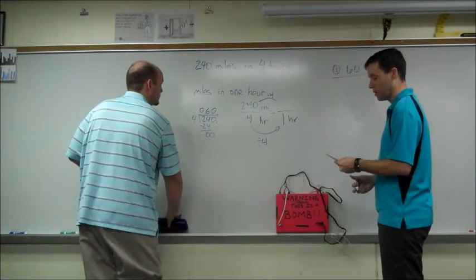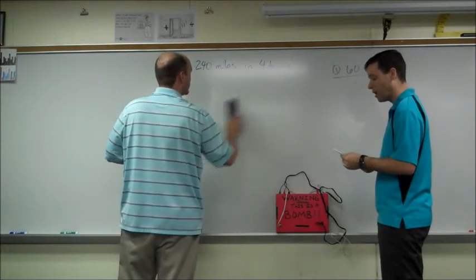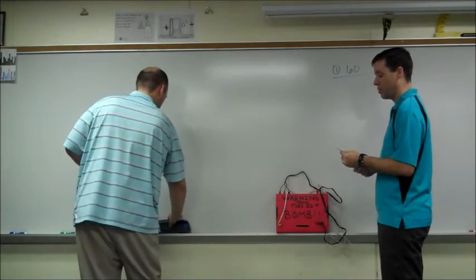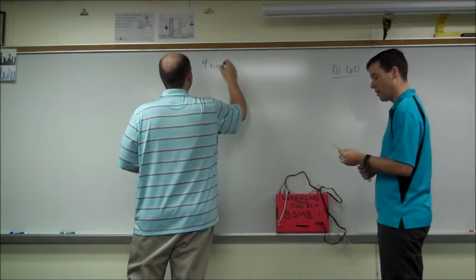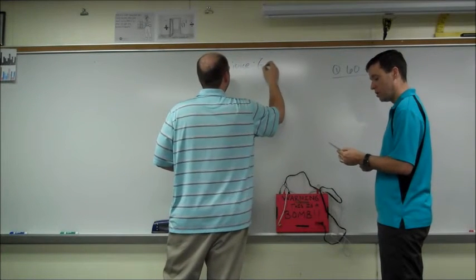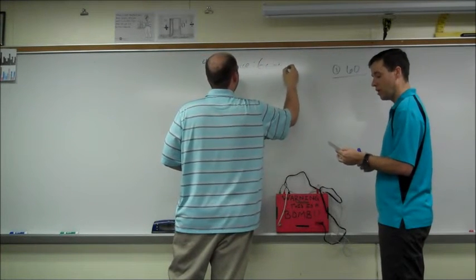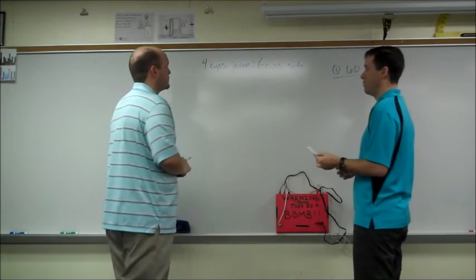Our second question is, Betty uses 4 cups of juice and 6 cups of soda to make her fruit punch. I'm getting thirsty already. Write a proportion that could be used to see how much soda should be mixed with 10 cups of juice.